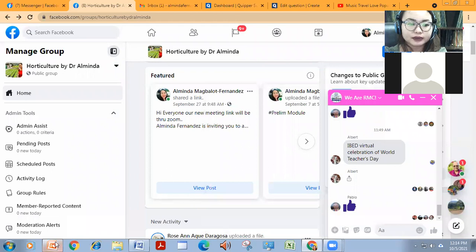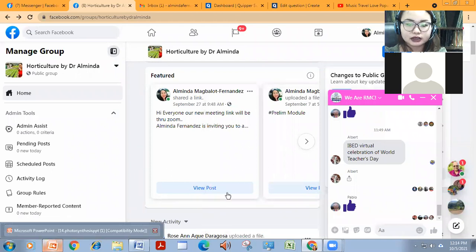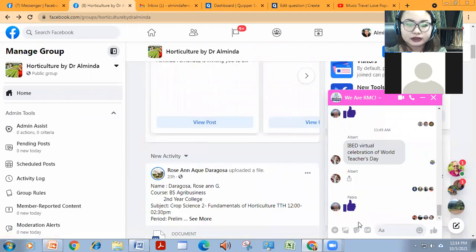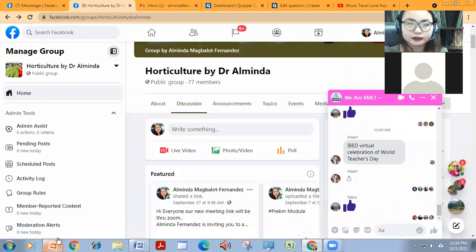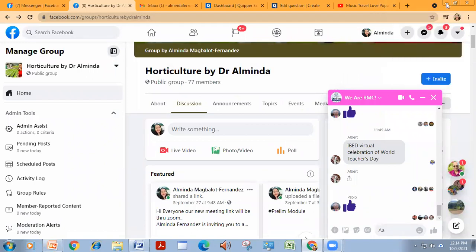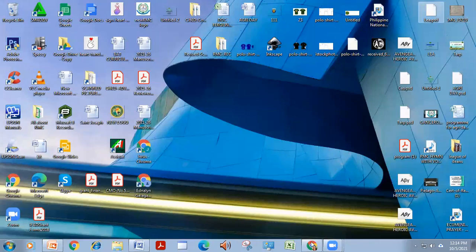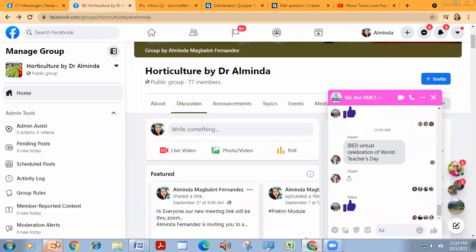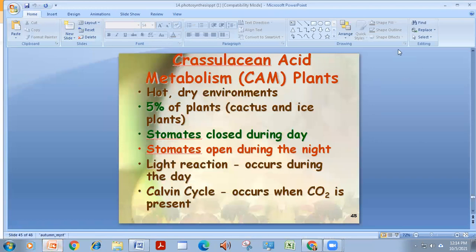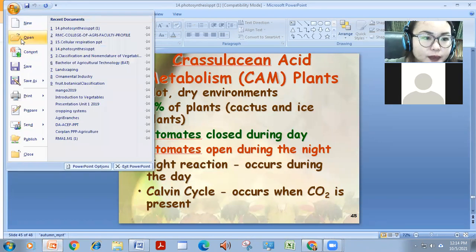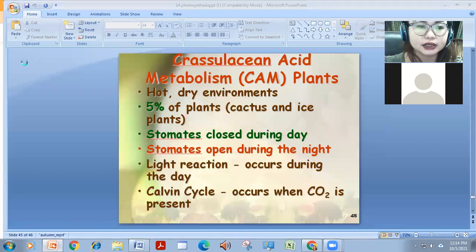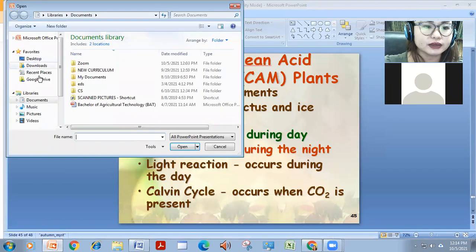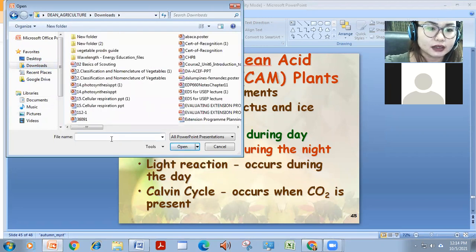So for the respiration, where is that? Wait a moment, I think I didn't open it. Okay, sorry for that. Supposedly, where is that? Let's just open the respiration file. So, do you have any question or clarification regarding photosynthesis? So, we can discuss respiration now.